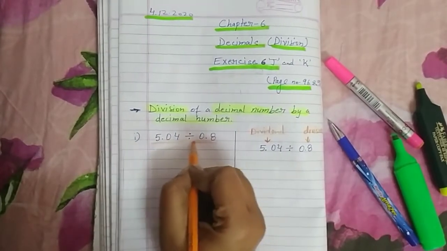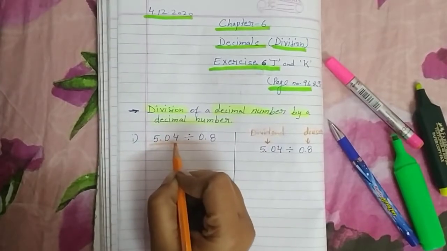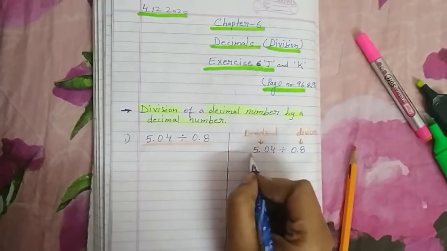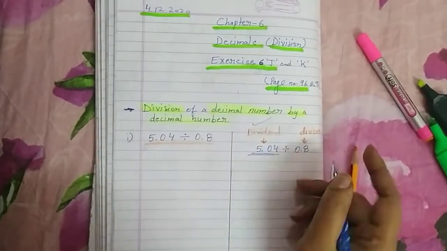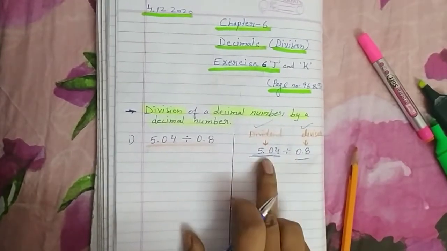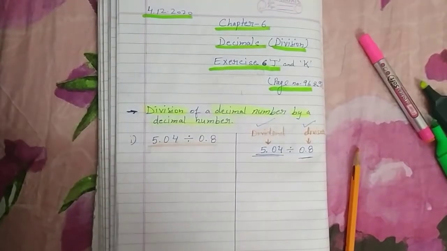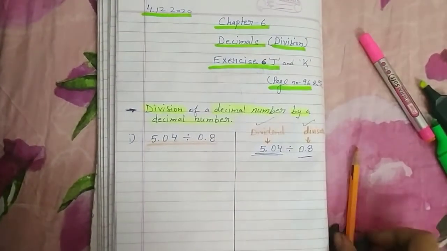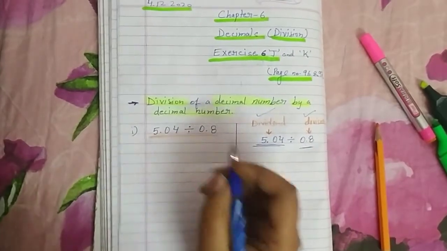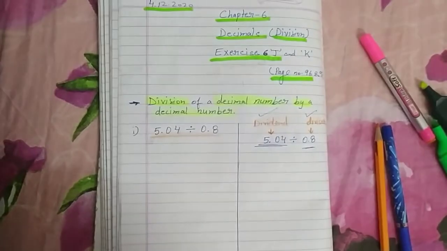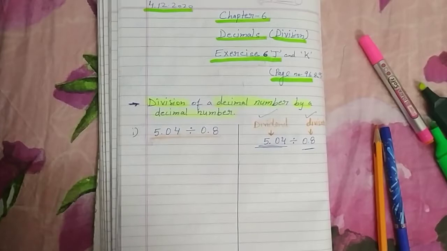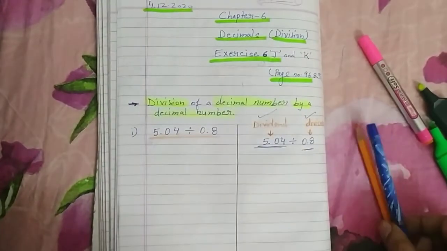For example, this is our division statement: 5.04 divided by 0.8. So children, see, this is dividend and this is divisor. We can see here dividend and divisor both are given in decimal number. So children, I'll tell you a very simple method. We will solve these sums by changing into fraction. We all have done division in fraction, so let's do with fraction method.